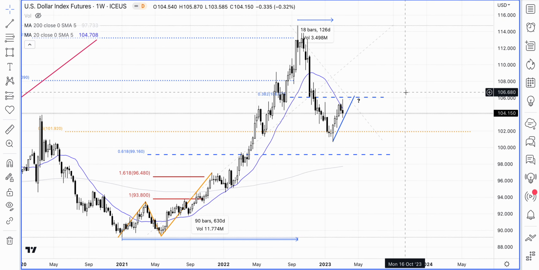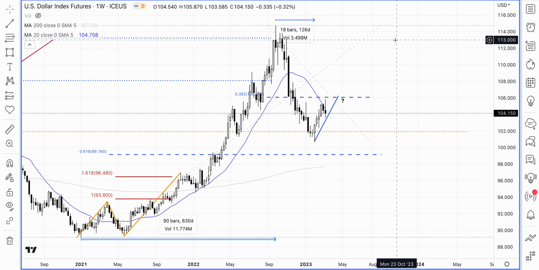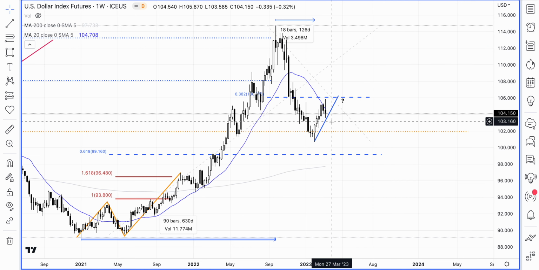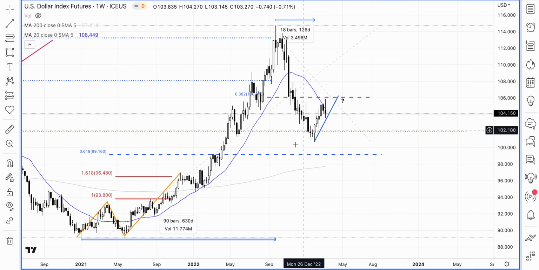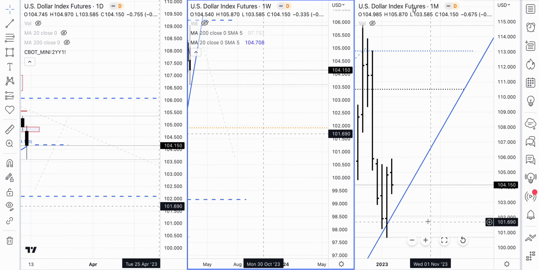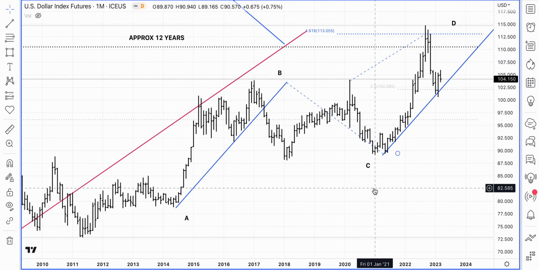So that kind of convinced us that we were near a top, as we have covered in the daily chart, nearing the 106.07 level. So this is the longer term monthly chart.